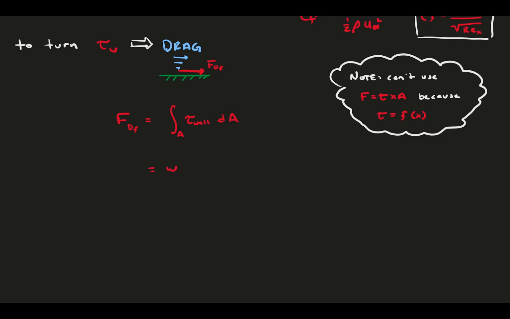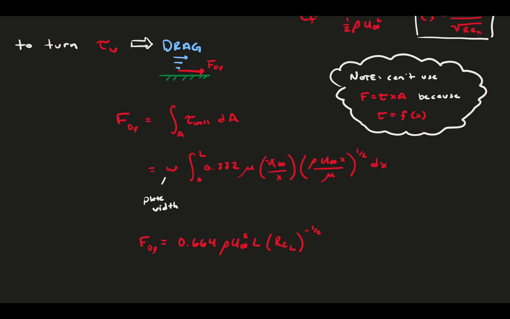Let's assume flow is uniform in the z direction and give the plate a width w. By assuming it's uniform, w can come out of the integral. We integrate from 0 to L, which is the plate length, over dx. The final expression tells us the wall force is a function of the velocity, plate length, and the Reynolds number based on the length.